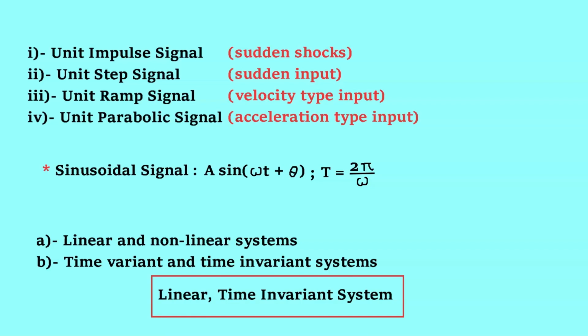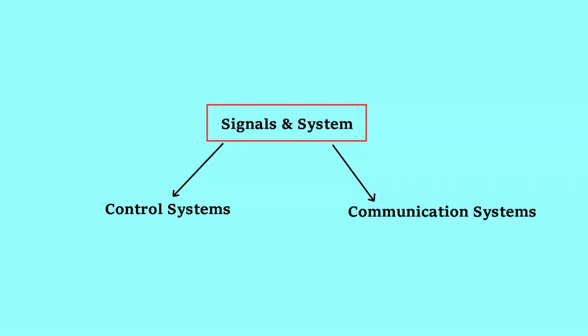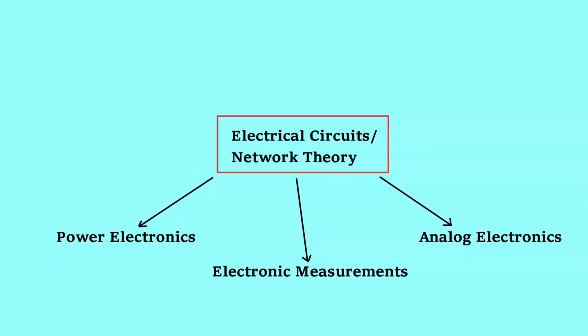Actually, if you want to cover the syllabus in a very organized manner, then you should start your preparation with signals and systems and electrical circuits. These two subjects should be the first subjects because the basics of these subjects are also used in other subjects. Like if you consider signals and systems, then a few of its topics are used in communication systems. Some topics are also used in control systems.